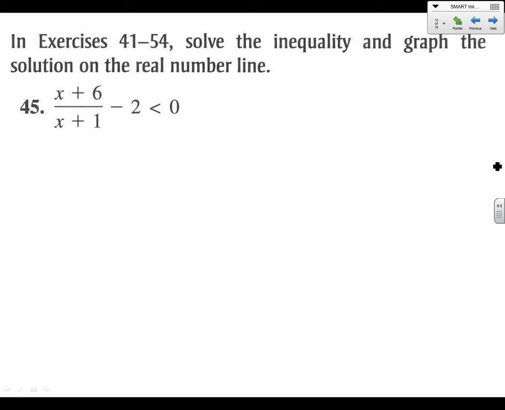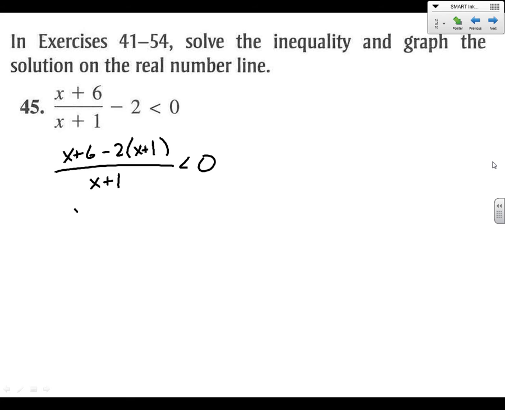All right, so be careful here as you're solving 45. All right, if you're ready, here comes the solution. X plus 6 minus 2, x plus 6, we're going to get a common denominator over, x plus 1 would be our common denominator, not x plus 6. Just erase that. This should be an x plus 1 is less than or equal to 0.